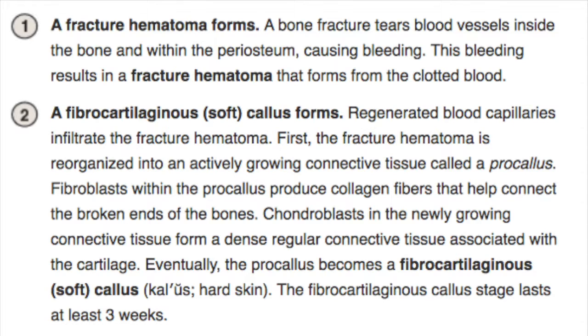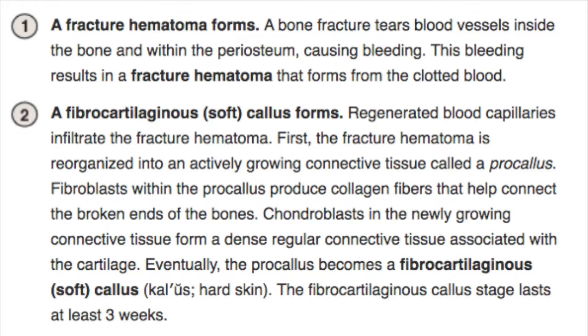A fibrocartilaginous callus forms. Regenerated blood capillaries infiltrate the fracture hematoma. First, the fracture hematoma is reorganized into an actively growing connective tissue, called a procallus. Fibroblasts within the procallus produce collagen fibers that help connect the broken ends of the bones. Chondroblasts in the newly growing connective tissue form a dense, regular connective tissue associated with the cartilage. Eventually, the procallus becomes a fibrocartilaginous soft callus.